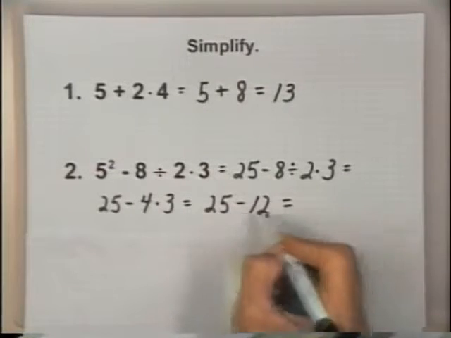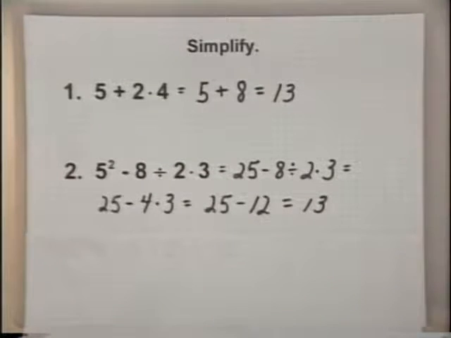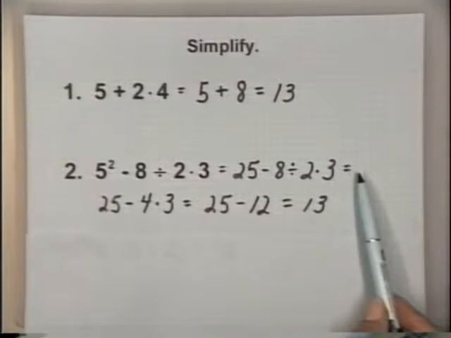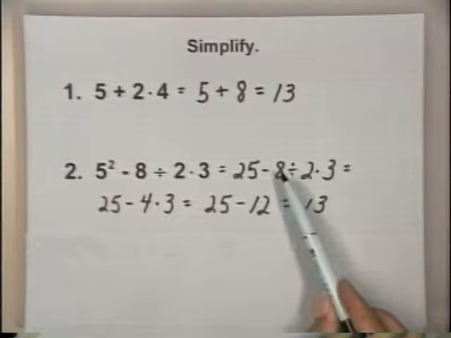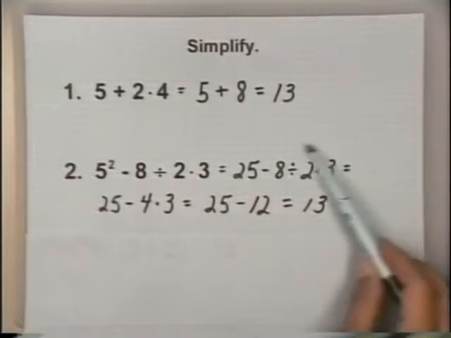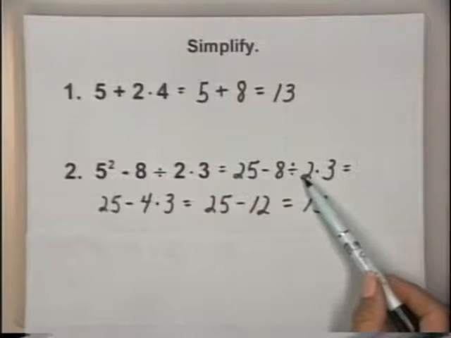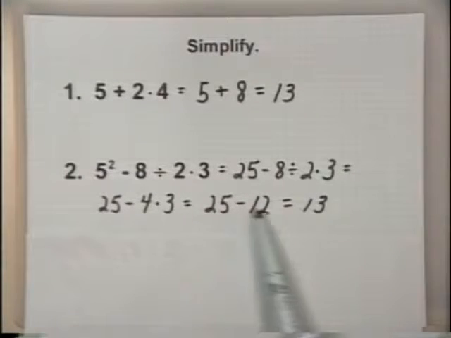We have 25 subtract 12, which is 13. I'd like to encourage you, when you have a problem that has more than one multiplication or division, as you move through that step, in this case, instead of saying 8 divided by 2 and writing the 4 times the 3, we could have done all of this at one time. We could have said 8 divided by 2 is 4 and 4 times 3 is 12 and gone straight from this step to this step.